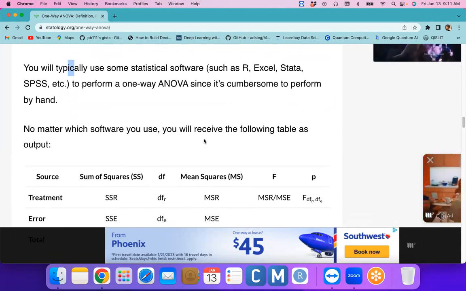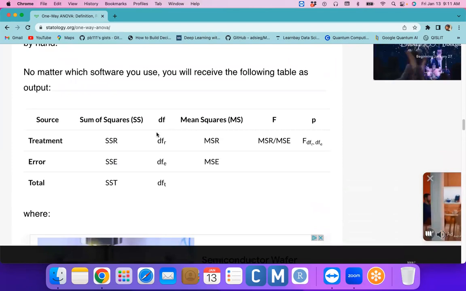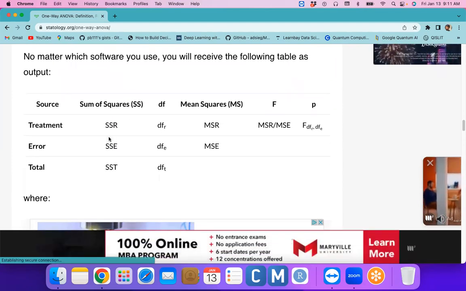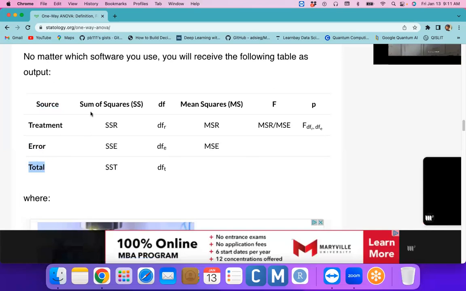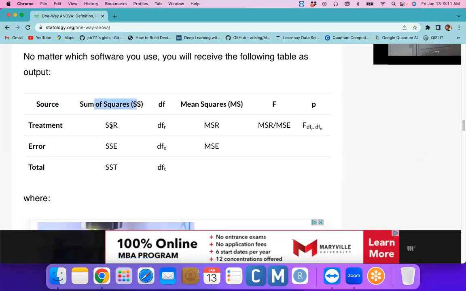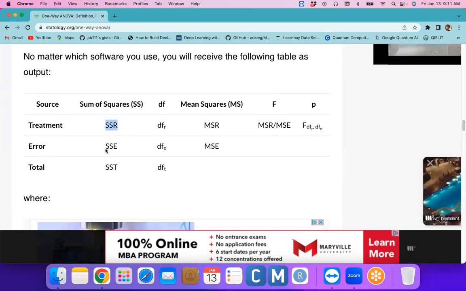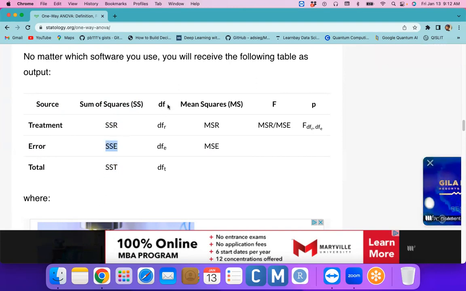See, by hand also we can do it. When we see the ANOVA table, this is very, very important actually. This is your source: treatment and error, and this is the total. The second column is sum of squares: this is sum of squares treatment or residual, this is sum of squares error, and this is sum of squares total, in the sense SSR plus SSE. This is degrees of freedom.